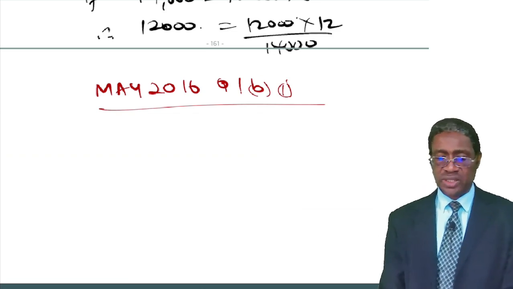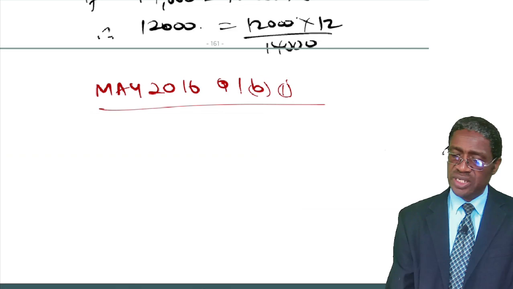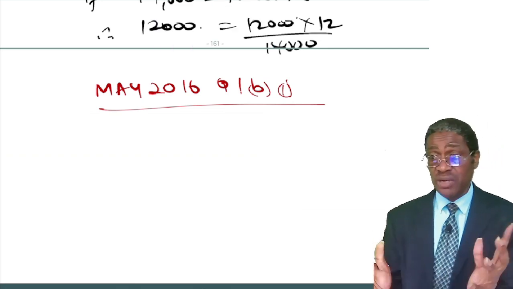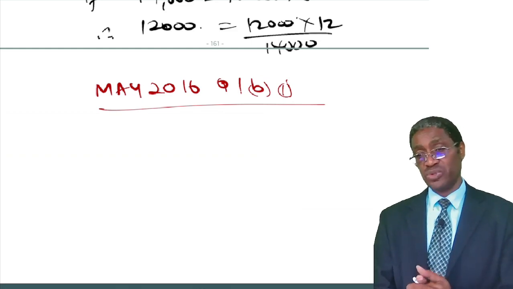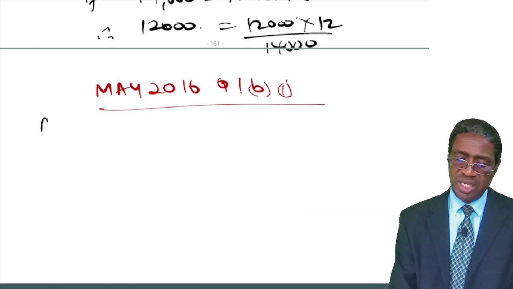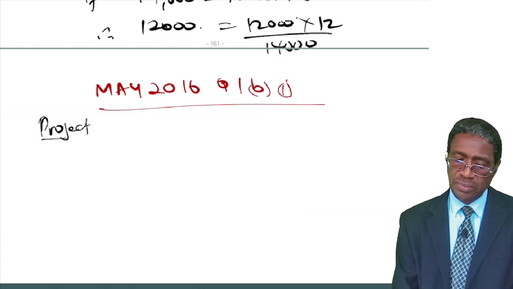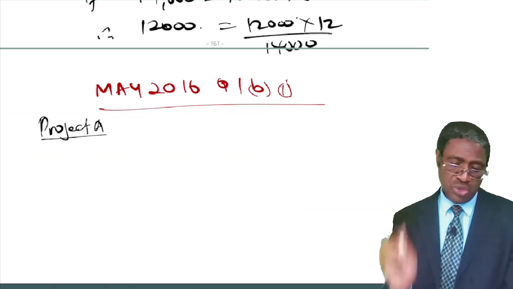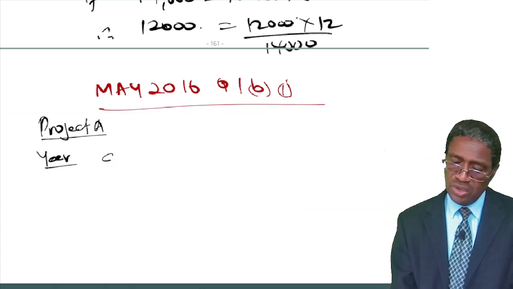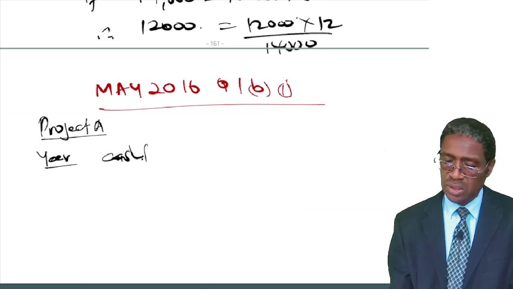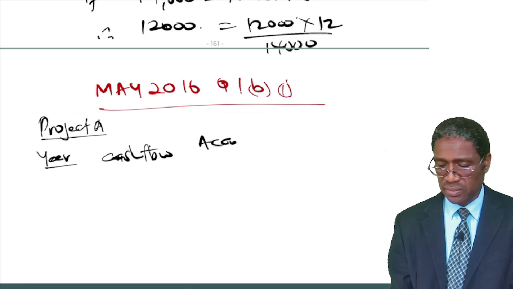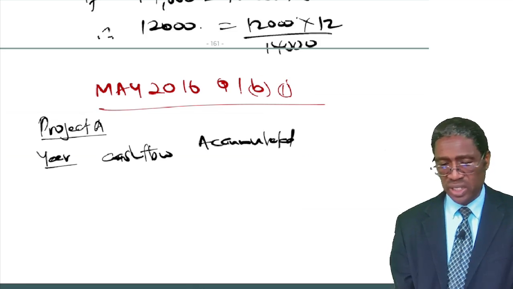So there are 4 projects. Let's start with project A and determine its payback period. Remember, these are ununiform cash flows. We come to project A. You need a column for the year, a column of the cash flows, and a column of the accumulated cash flows.